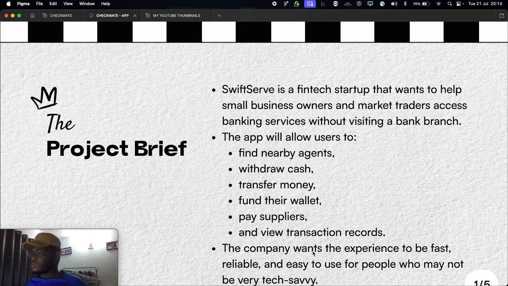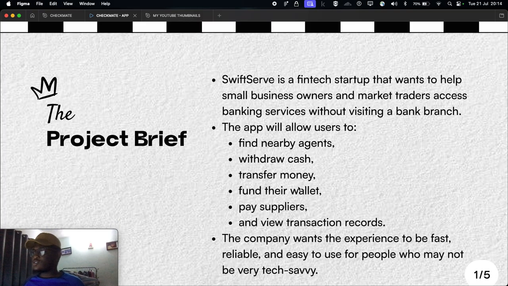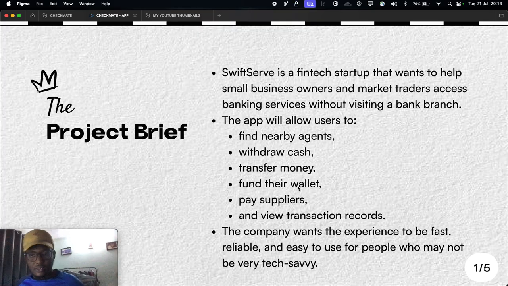So now let's go to the project brief. Let's assume a client reaches out to us, and the app that this person has is called Swift Serve. This Swift Serve is a fintech startup, and what they want us to do is to help small business owners and market traders access banking services without visiting a bank branch. That is what their fintech product is known for.